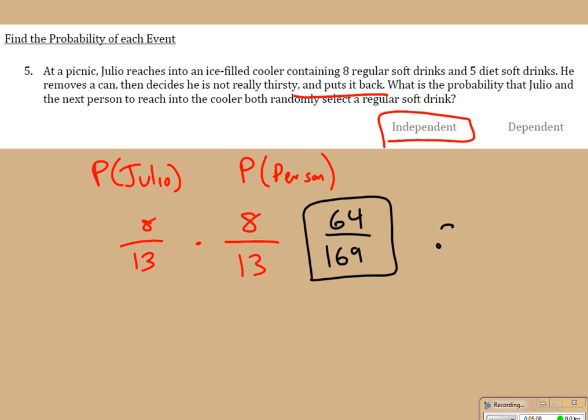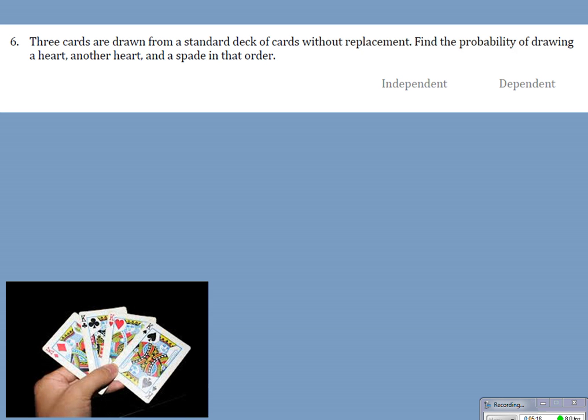It'd be about 0.38 or about 38%. All right, so that's what that would look like. So 3 cards are drawn from a standard deck of cards without replacement. Without replacement is my key word here. That tells me it's going to be dependent. Find the probability of drawing a heart, another heart, and a spade in that order.